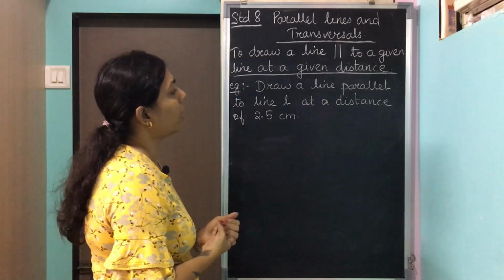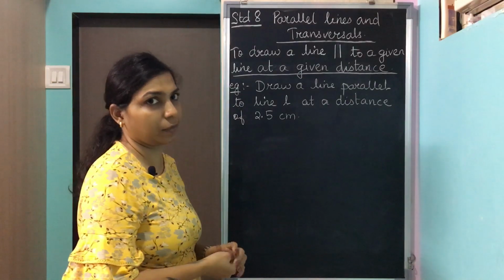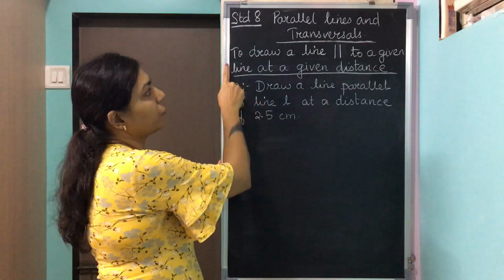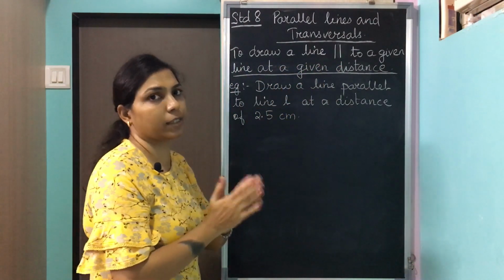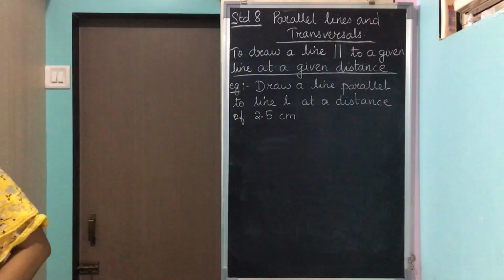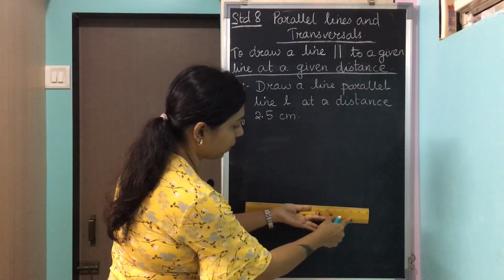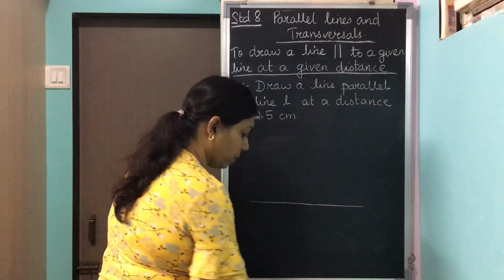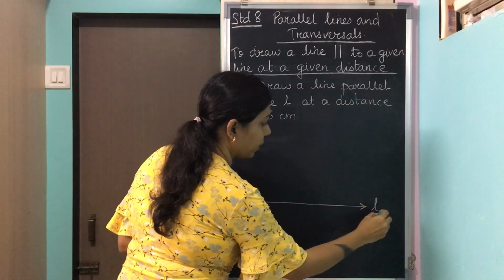Draw a line parallel to a given line, a line L, at a distance of 2.5 centimeter. Now we are talking about a particular measurement, a particular distance. Okay, so we are going to draw a line which is perpendicular to the given line at a certain distance. So we first draw our given line. We have a line L which is given to us. Draw the line, show the arrow marks, and this is line L.